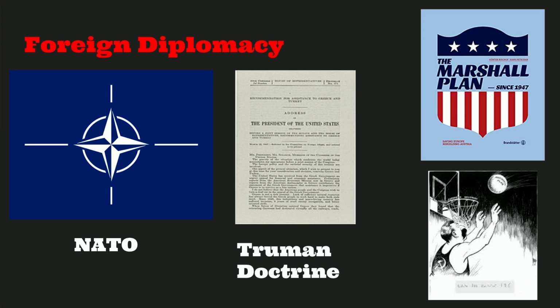For foreign diplomacy, let's look at what the United States actually does. The United States is going to get involved in an alliance after World War II called the North Atlantic Treaty Organization. This is the flag of NATO, as we refer to it. Again, this was a military alliance that was created to be against the Soviet Union and against the spread of communism. The Truman Doctrine comes out during this period after World War II.